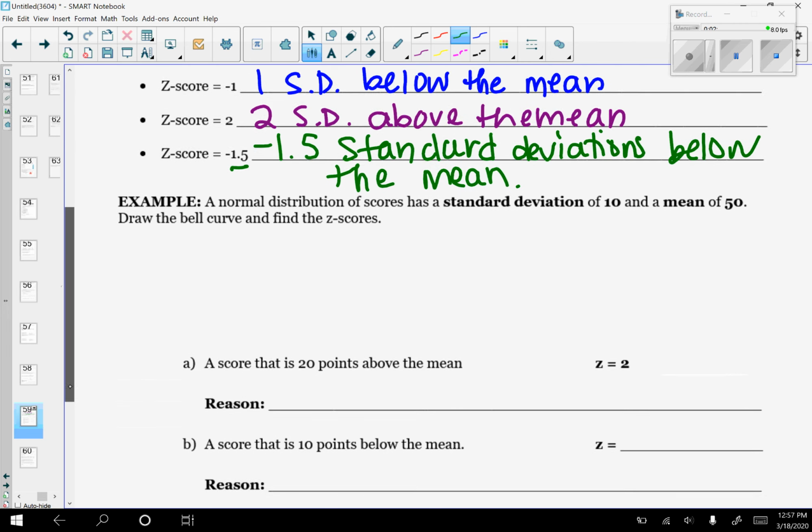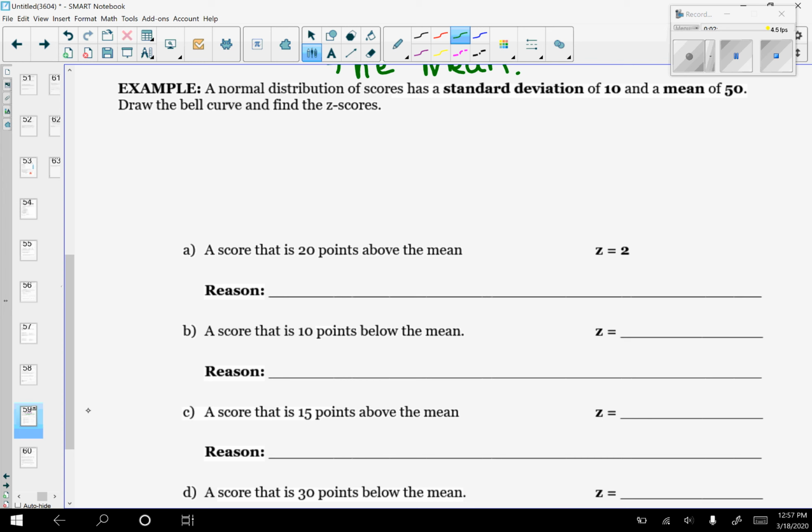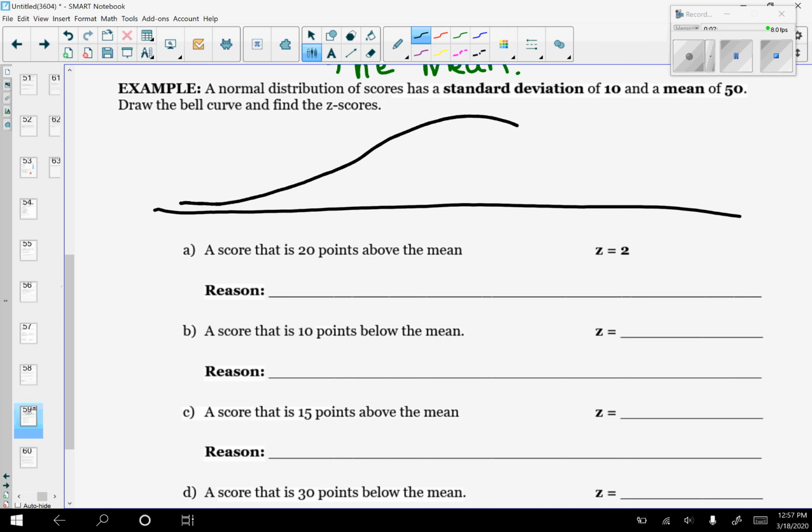So let's come down here, and here's an example. Okay, if we have a normal distribution of scores that has a standard deviation of 10 and a mean of 50, okay, they want us to draw the bell curve. We should know from 1110 how to draw a bell curve. We're going to kind of draw a line here, and then we're just going to kind of draw a curve to the best of our ability. All right, and it has a mean of 50, so I'm going to go right in the middle here.